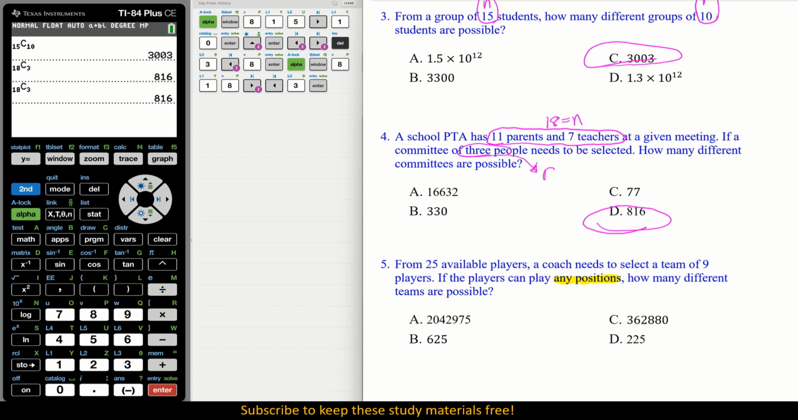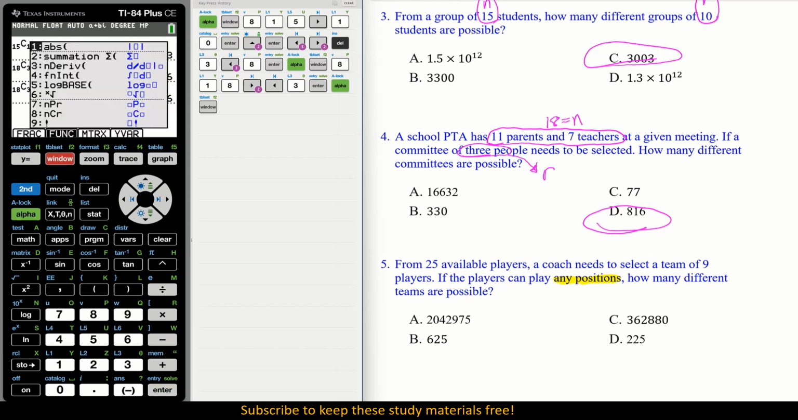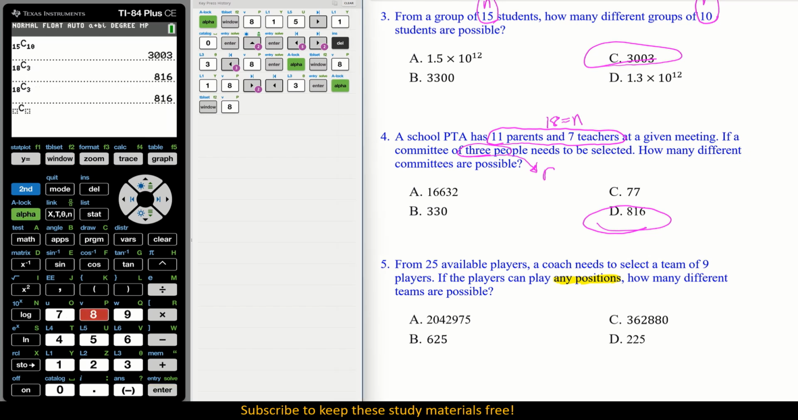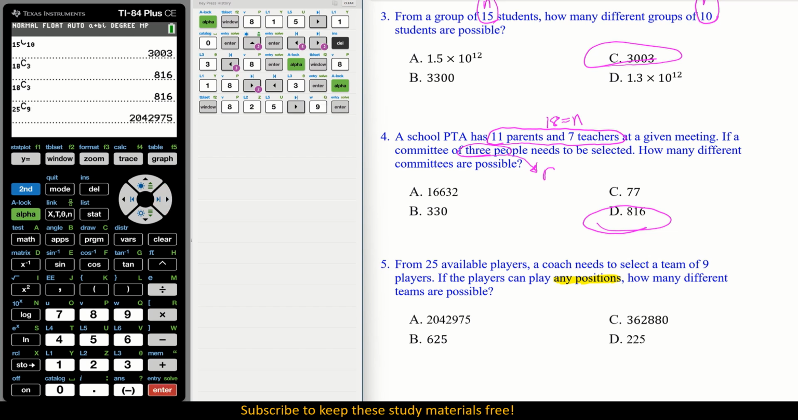Simple combination. This time, let's go window alpha number 8 and simply type in 25, arrow over 9, press enter. There's our possibilities, option A. Wow, that's quite a few possibilities. You don't realize until you calculate it. Okay, let's move on to number 6, which will be permutations.